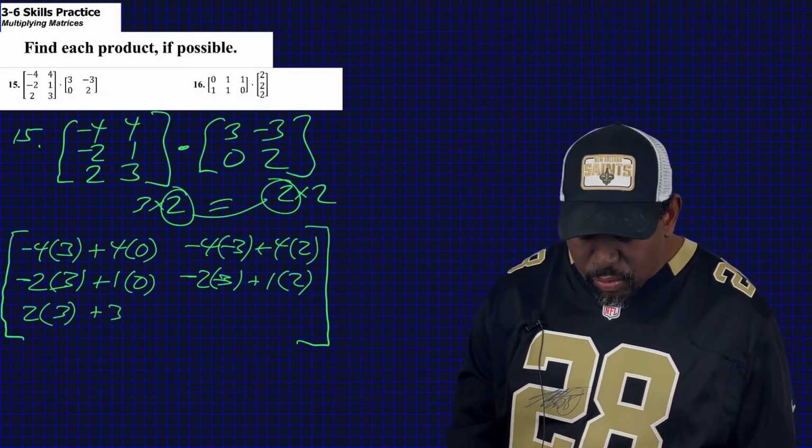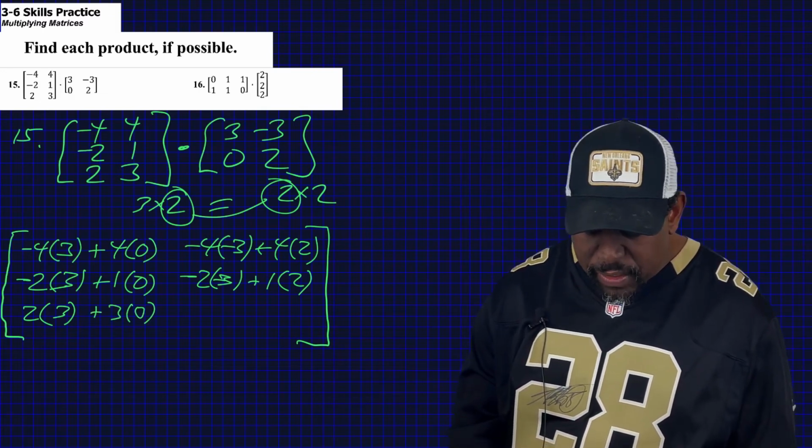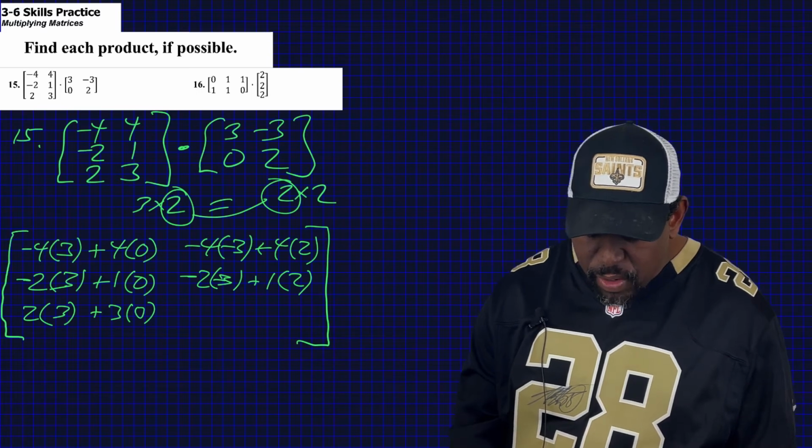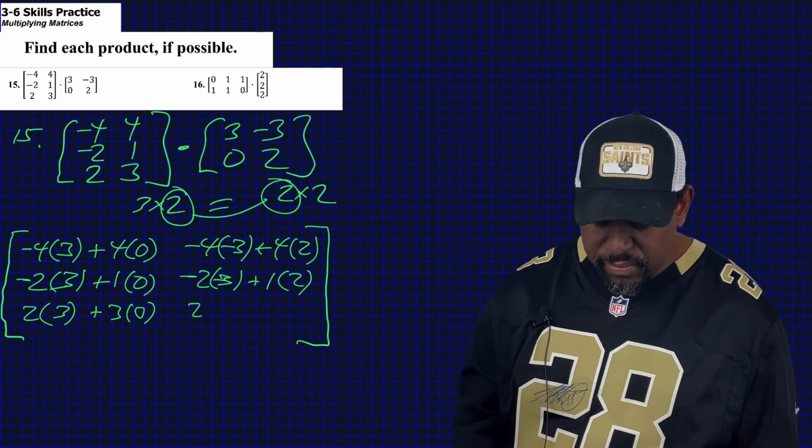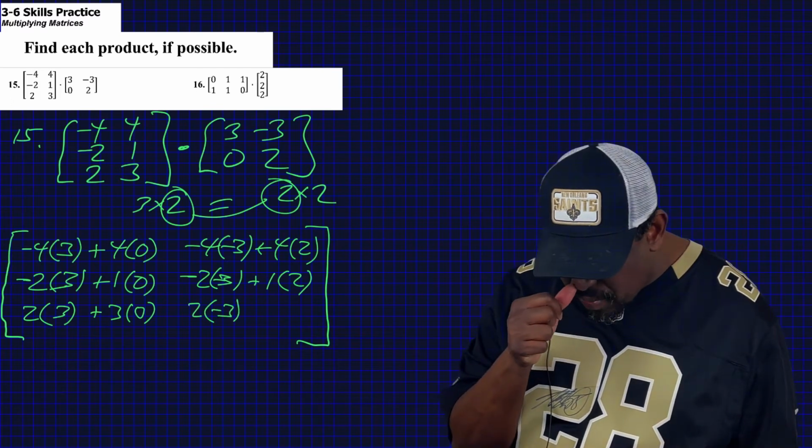So our last row will have 2 times 3 plus 3 times 0. And we'll have 2 times -3 plus 3 times 2. And as you can see, that's our pattern.